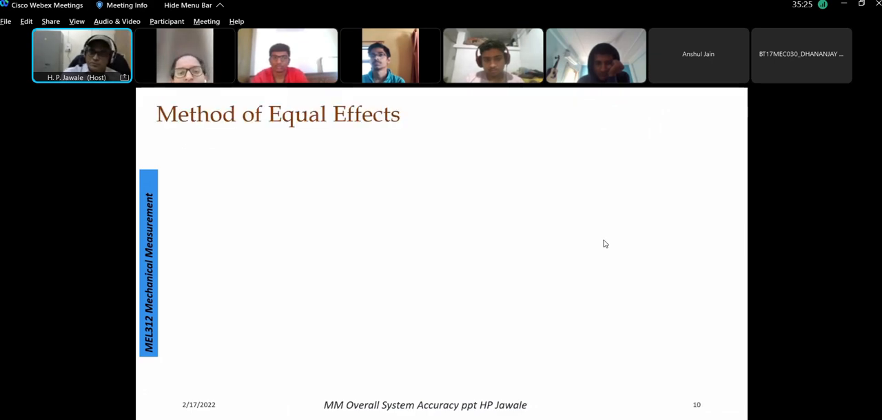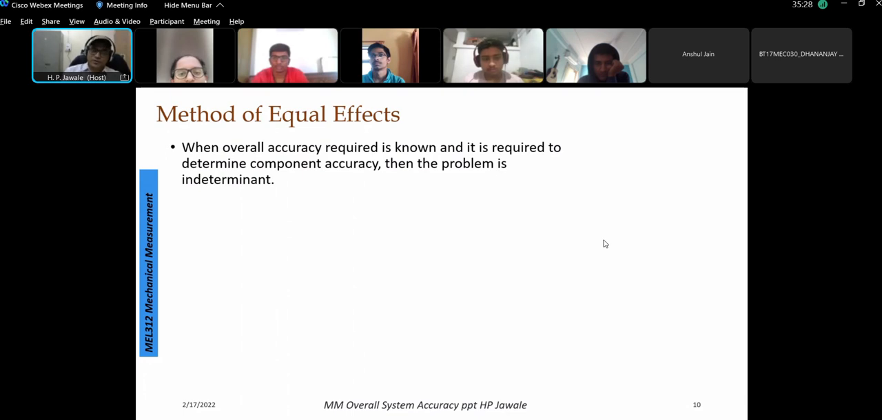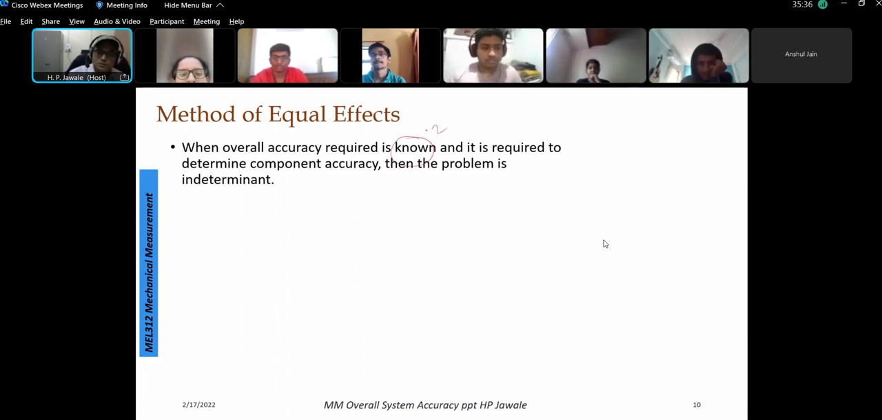So in this method of equal effects, what we do is, when overall accuracy is required, say just now we discussed, is known, say for example not more than 2%. So it should be less than 2%. Sorry, the total uncertainty should be less than 2%. Then this is known now, and this is required to determine the component accuracy. That is, suppose there are 5 instruments or 5 measurement systems used for measuring 5 different entities in the experimentation. Then this problem will become indeterminate. We cannot know what shall be the accuracy of each and every individual device.